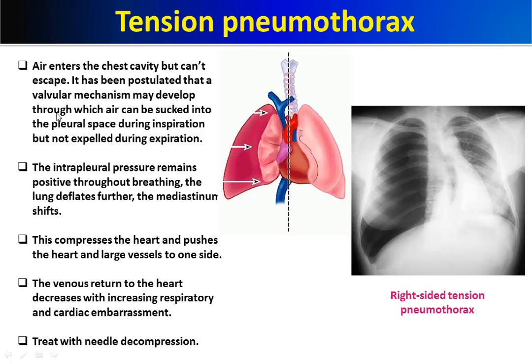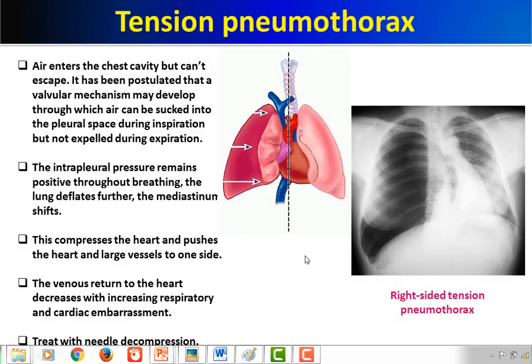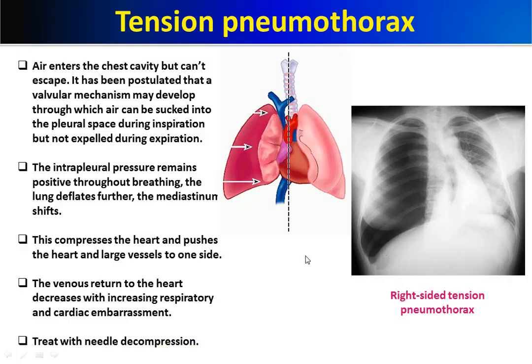The other type of pneumothorax is known as tension pneumothorax, and this is much more serious than simple pneumothorax because air enters the pleural sac, it enters the chest cavity, but cannot escape. And it has been postulated that the reason why air enters the pleural sac and cannot escape in tension pneumothorax is that a valvular mechanism might have developed through which air can be sucked into the pleural sac during inspiration, but air cannot be expelled during expiration.